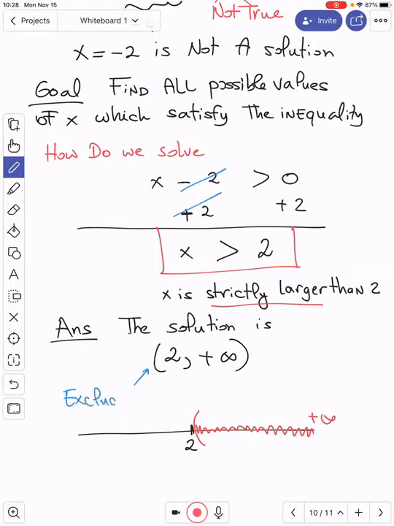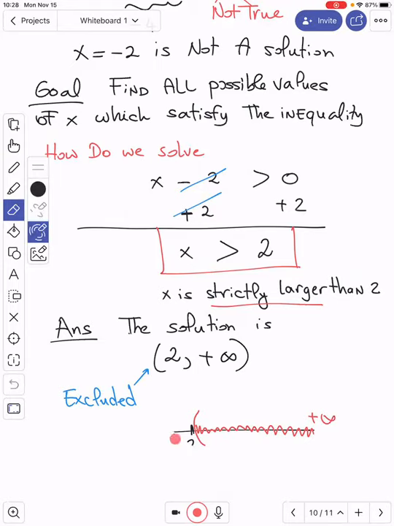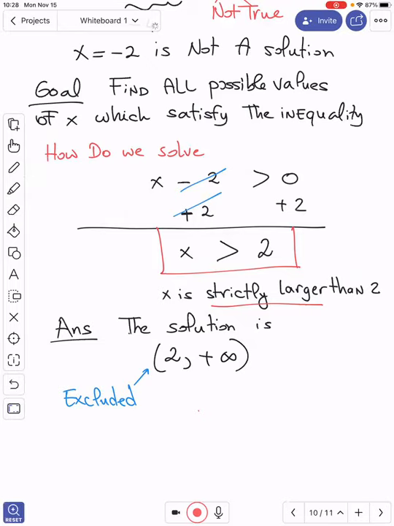So again, use the parentheses to exclude the solution. So 2 is excluded, right? So that will be the answer. And again, as I said, you need to use the interval notation in the final answer. Any questions so far, guys? All right. Now, this is, as I said, just the first example.